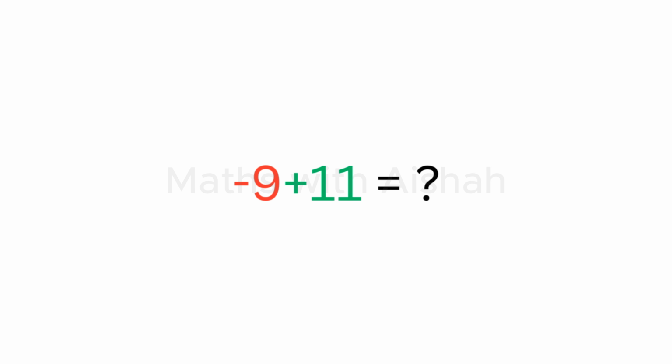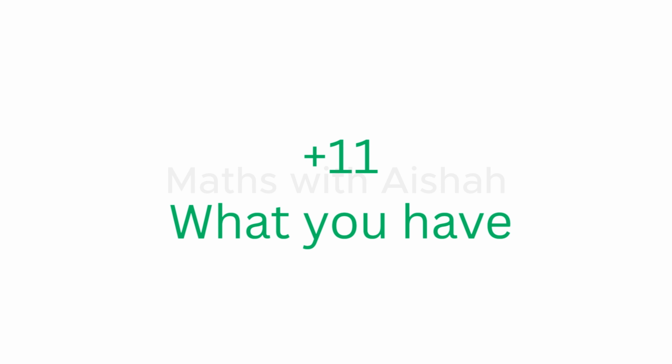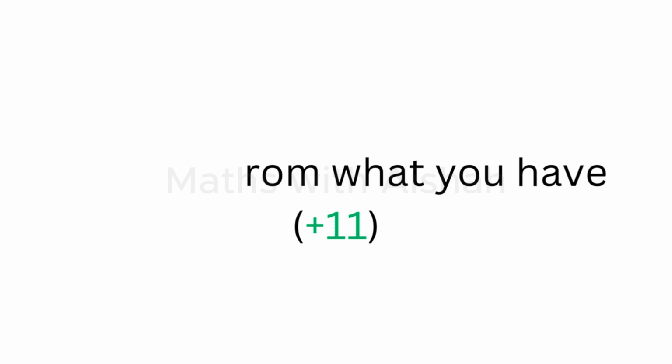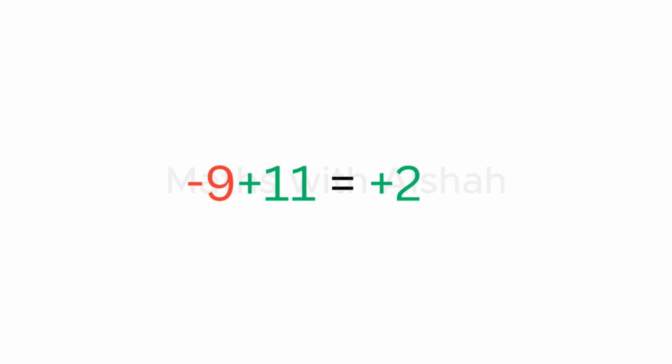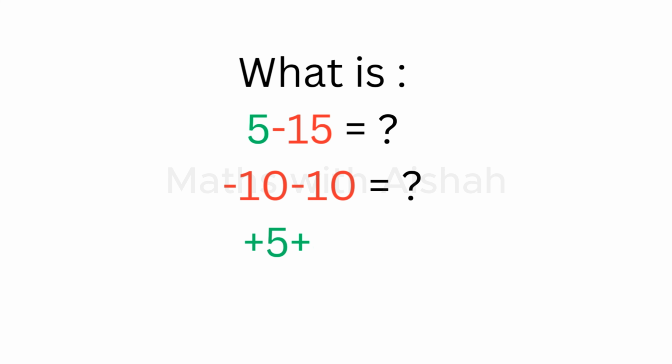Minus 9 plus 11. Minus 9 is what you owe and plus 11 is what you have. If you try to pay off your minus 9 debt, you still have 2 left. That is what you have, so it is plus 2. So minus 9 plus 11 is plus 2 or simply 2. So tell me, what are the answers to these following integer questions? Thank you.